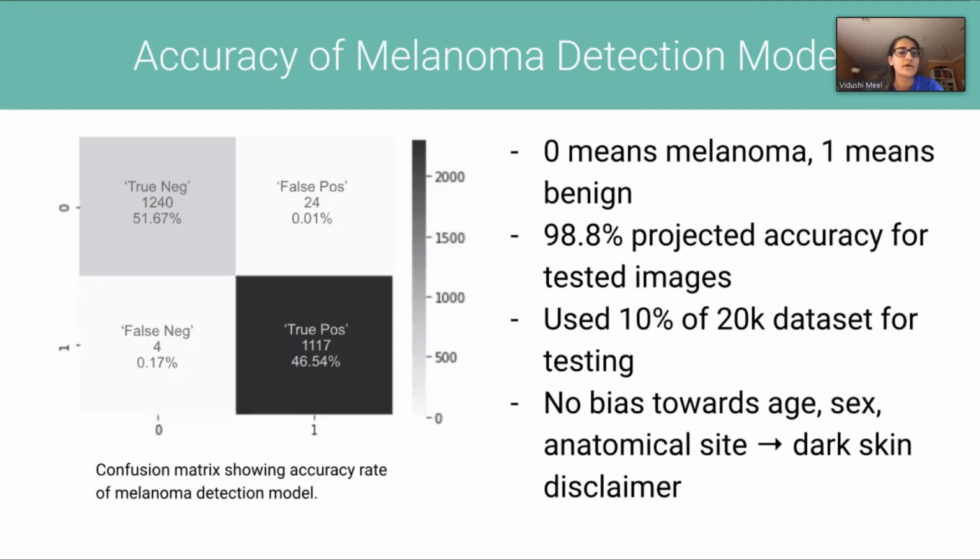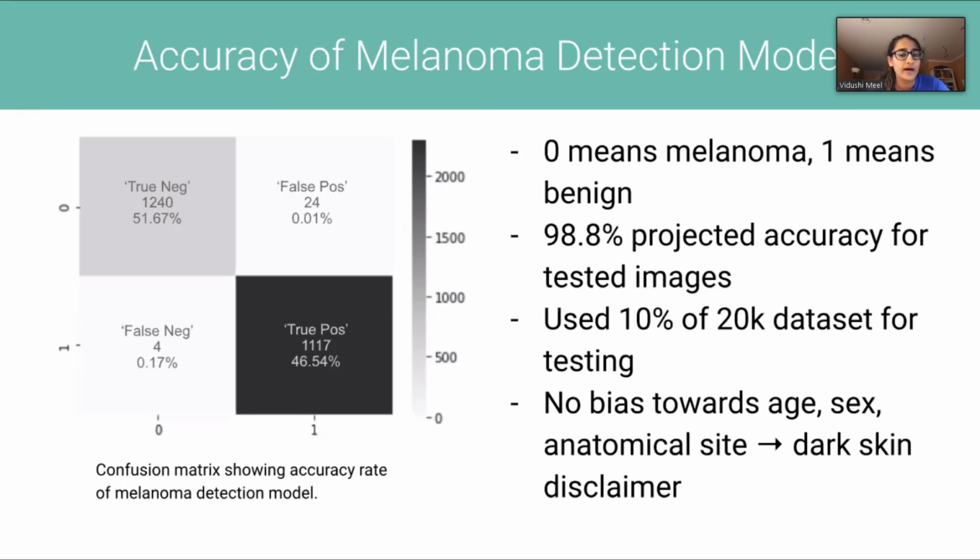The accuracy of our melanoma detection model is at a 98.8% projected accuracy for images that we set aside for testing. This accuracy needs to be adjusted for the real life accuracy that it would have if this app was used on actual patients, and that's why we're running the clinical trials. So we used 10% of our original 20,000 image data set for testing, and these images were not used to train the model.